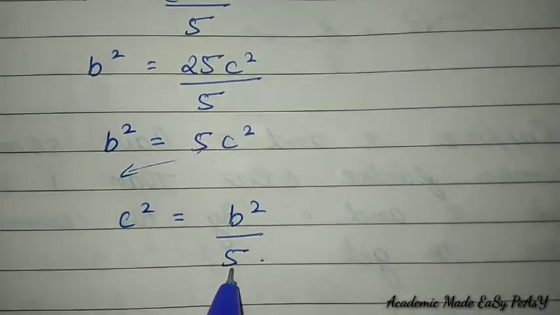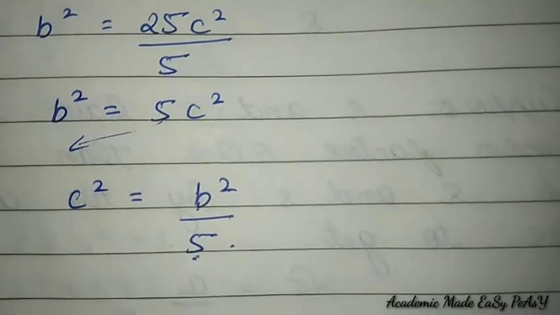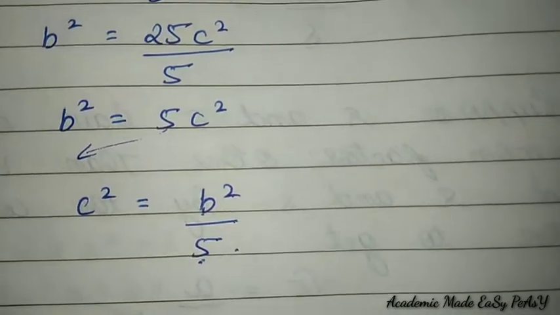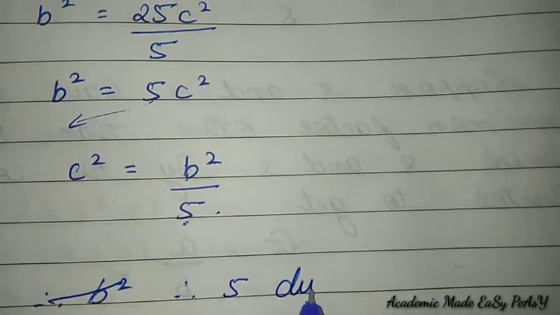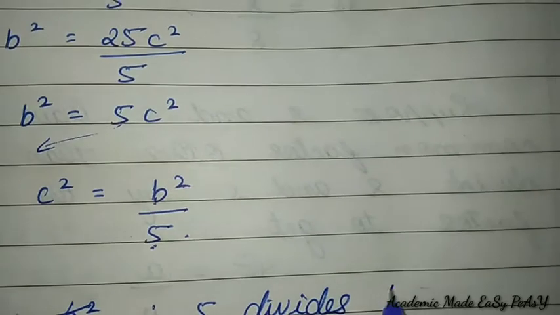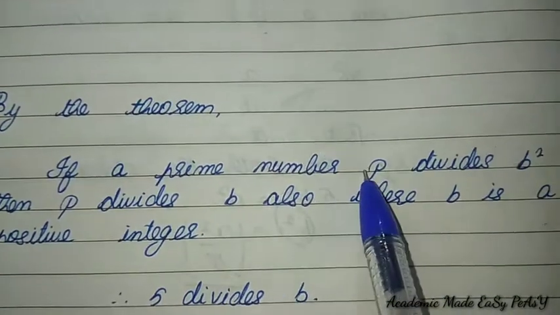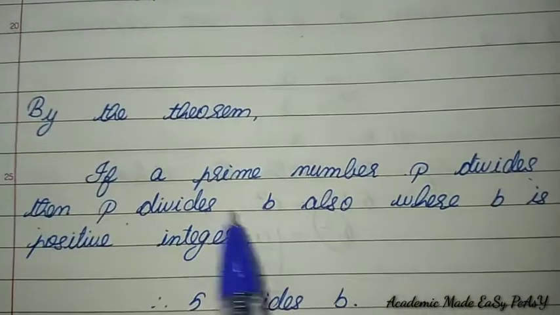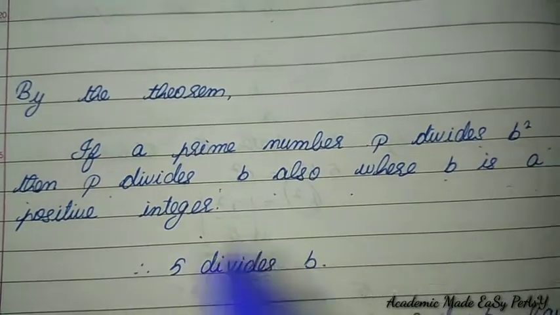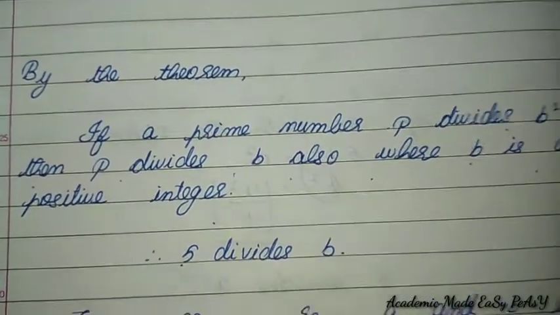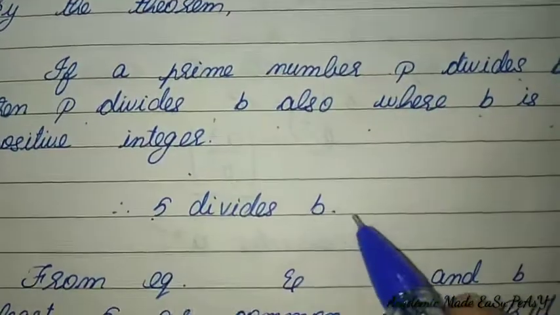So again I have proved that even b square is divisible by 5. Therefore I will say that 5 divides b square. Again I am stating the theorem: if a prime number p divides b square, then p divides b also, where b is a positive integer. So I am saying 5 divides b. So I have proved that 5 divides a as well as 5 divides b.